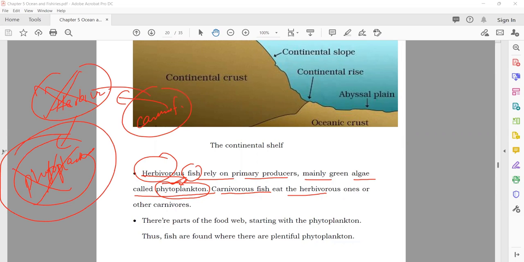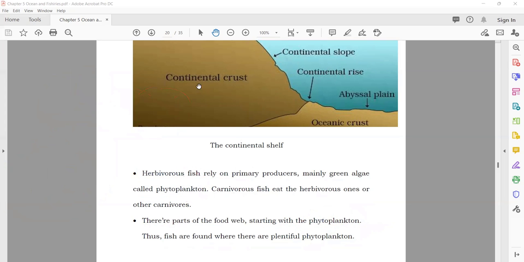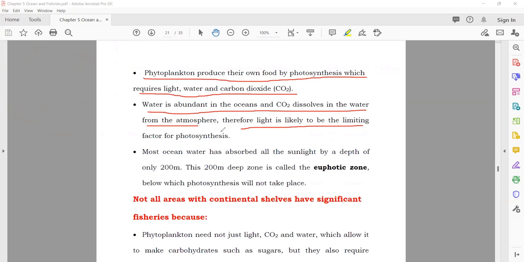The important part of marine life is phytoplankton. They are like plants inside the sea, and they are the main primary producers, the start of the food web. Thus, fish are found where there is plentiful phytoplankton. This is the main reason why they are found in the continental shelf, because there you have phytoplankton in plentiful quantity. Phytoplankton produce their own food by photosynthesis, which requires light, water, and carbon dioxide. Water is abundant in the ocean, and carbon dioxide is dissolved in water from the atmosphere. Therefore, light is likely to be the limiting factor for photosynthesis.